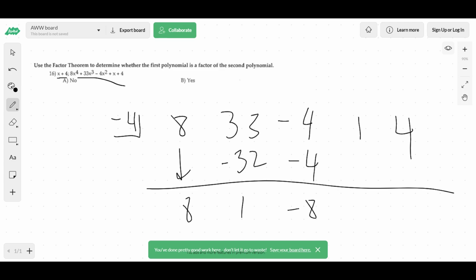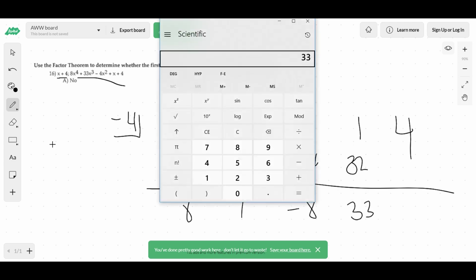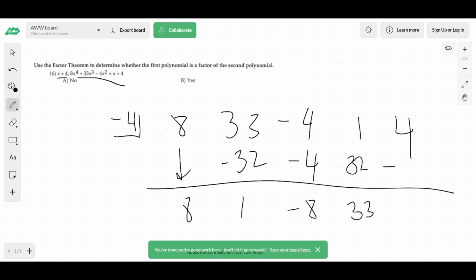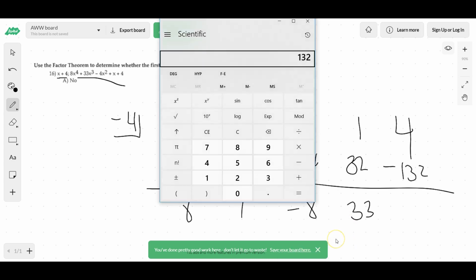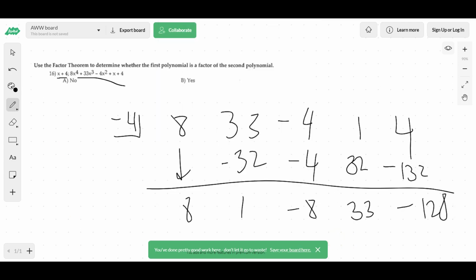That would be positive 32, that'd be 33, and that would be negative 132, and I don't know what that is, but it doesn't look to be a factor. So, no, this thing is not a factor, because when we plug this in, it doesn't work out. So, make sure when you're doing the synthetic division, if you get no remainder, then it's a factor, but if you get a remainder, it's not.